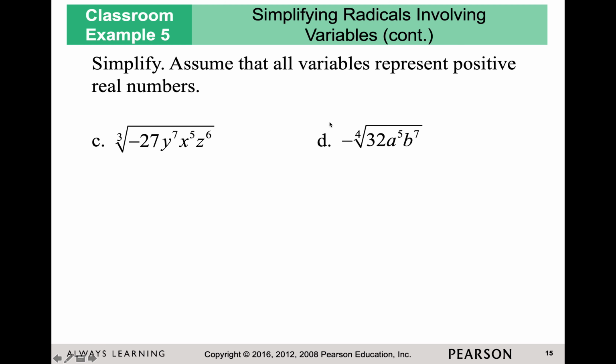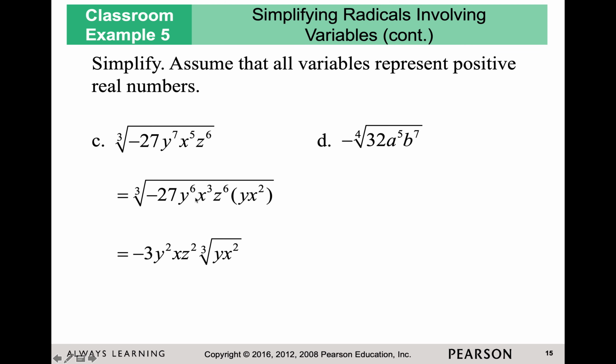So we're going to keep building on this. Now we have the cube root of negative 27. So notice what we've done is we've taken all of these exponents and I've grouped them by even numbers because this is 3. 6 divided by 3 is a whole number. 3 divided by 3 is a whole number. 6 divided by 3 is a whole number. But these remaining x and y values would cause it to not be a whole number.